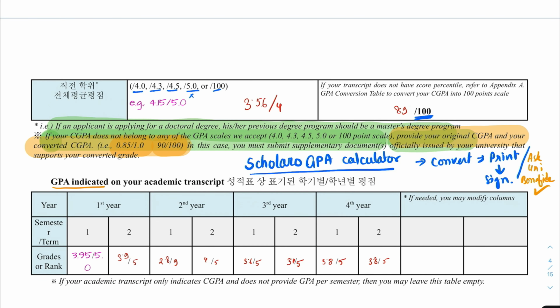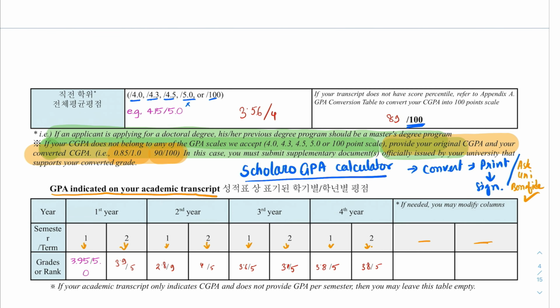After that, you have to fill in the GPA indicator on your academic transcripts. Here you have to write the first semester, second semester, third semester, fourth semester, fifth semester, sixth semester, seventh or eighth semester, and if you have any more marks for any semester you can add them here. I have mentioned that in the first semester I had 3.95 out of a 5 scale and I didn't have any rank. The second semester is also the same, I have mentioned some scores.